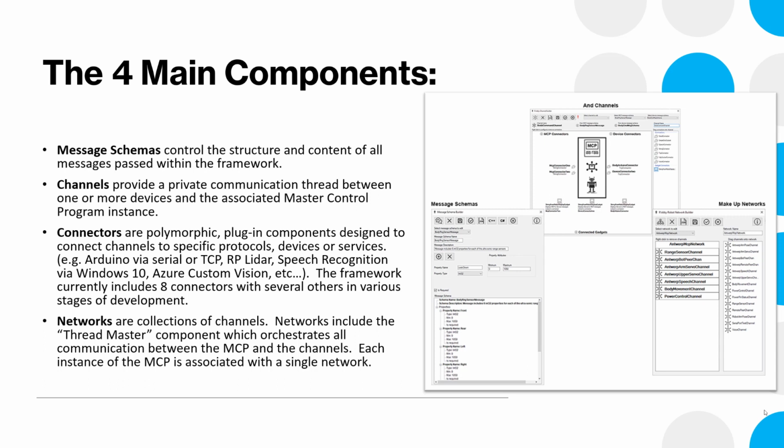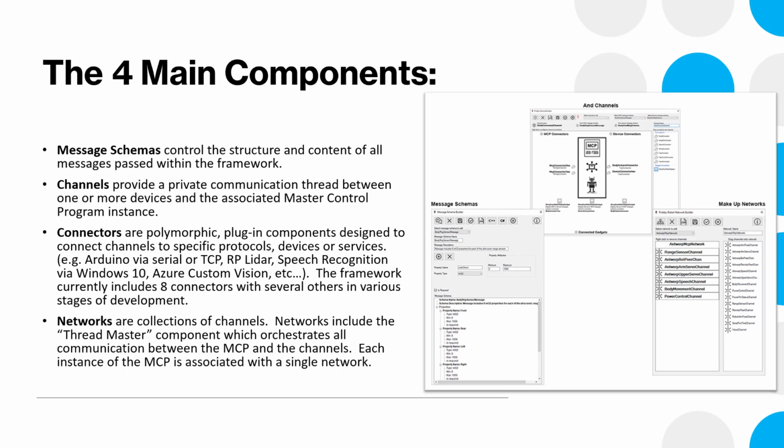Connectors are independent plug-in components that link channels to devices or services or whatever it is that you're going to utilize within your robot. Connectors can be specific to protocols like serial communication or TCP/IP or HTTP, or individual devices like an RP LiDAR device, or even services like Windows 10 speech recognition or Azure Custom Vision, for example. The framework currently includes 8 different connectors, with a number of others in various stages of development.